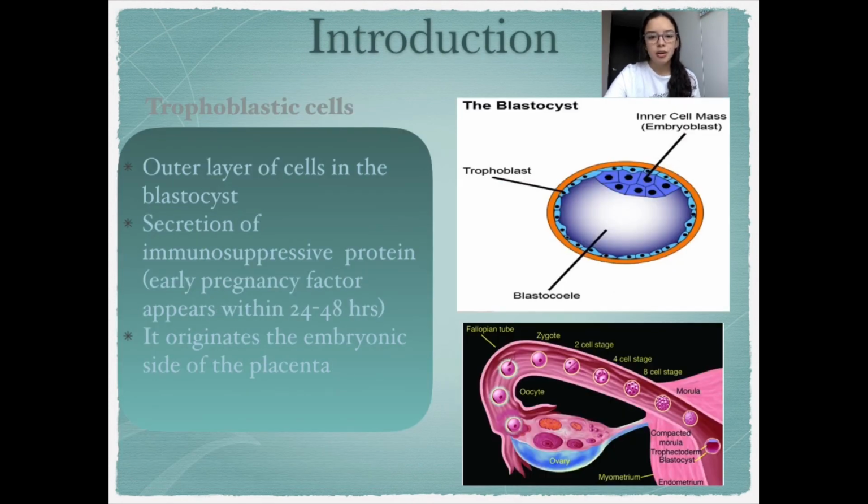On the other hand, what are the trophoblastic cells? To understand what the trophoblastic cells are, you have to keep in mind that they play a very important role during the implantation period. As the zygote is moving towards the uterus, it's going to undergo a series of mitotic divisions and create a blastocyst. This blastocyst is going to divide into two layers, and the outer layer of cells are going to be the trophoblastic cells. These trophoblastic cells will in the future originate the embryonic side of the placenta and are going to be responsible for the secretion of immunosuppressive protein.